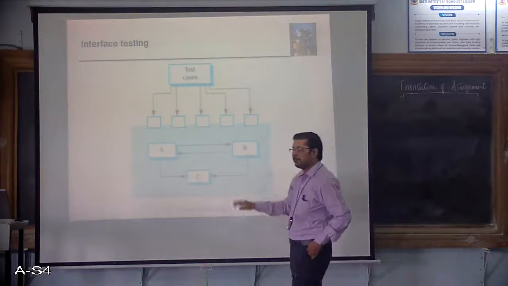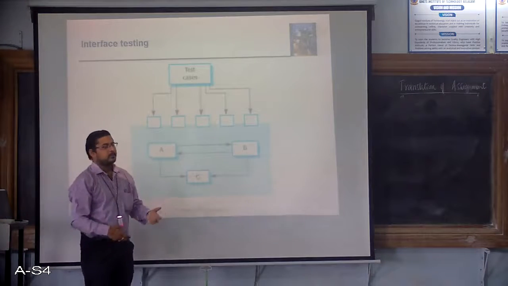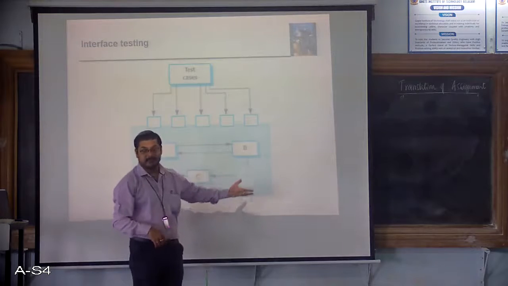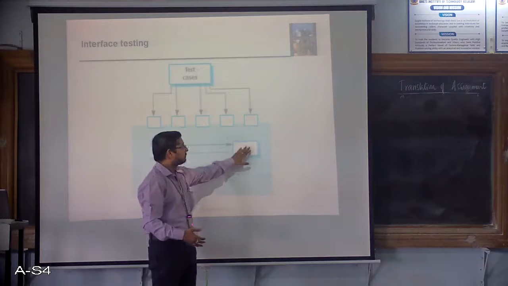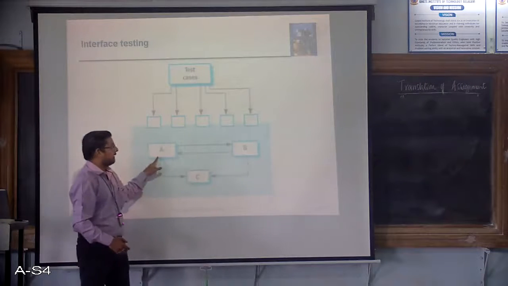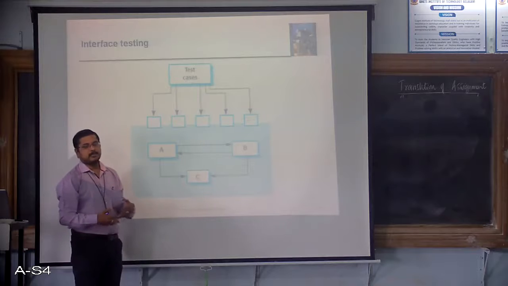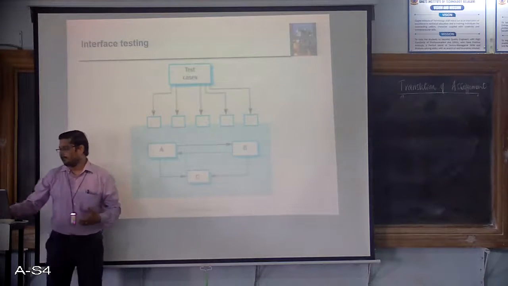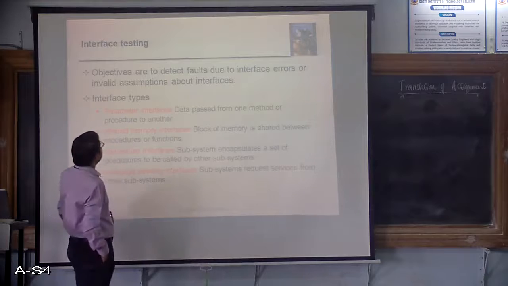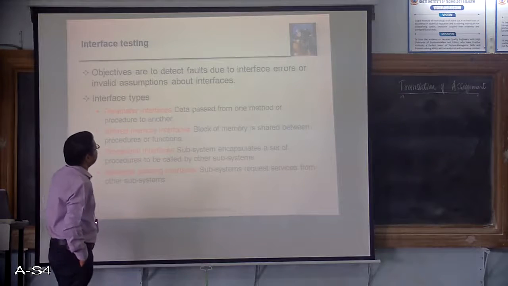Interface testing helps you provide a bridge between components, so you can easily share the services, the attributes, and the methods. For example, a method defined at B can easily be encapsulated by using A. This is what we call encapsulation. These are some of the programming aspects available in interface testing. The objectives are to detect faults due to interface errors or invalid assumptions about the interface.